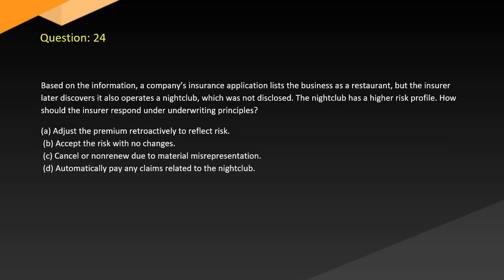Question 24. Based on the information, the company's insurance application lists the business as a restaurant, but the insurer later discovers it also operates a nightclub, which was not disclosed. The nightclub has a higher risk profile. How should the insurer respond under underwriting principles? A. Adjust the premium retroactively to reflect risk. B. Accept the risk with no changes. C. Cancel or non-renew due to material misrepresentation. D. Automatically pay any claims related to the nightclub.